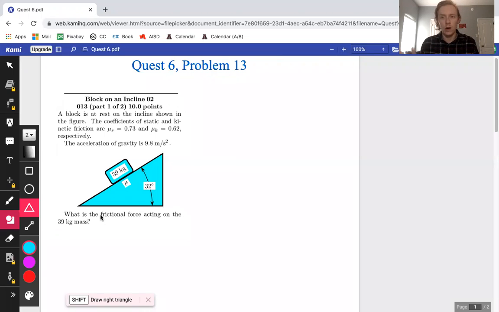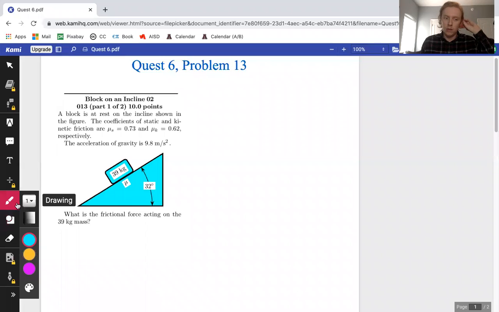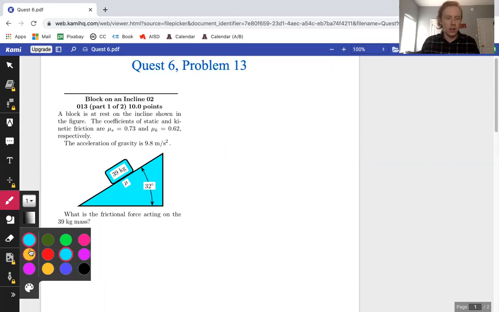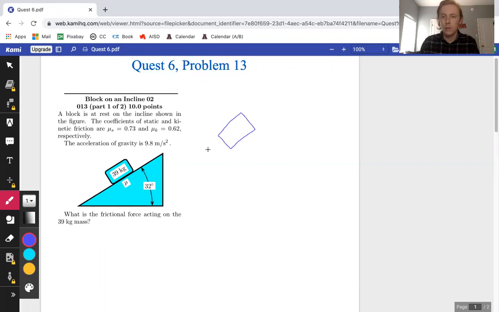As always, we're going to draw a free body diagram. So let's go ahead and do that first. We're going to draw our free body diagram. I'm just going to use a darker color. So we've got this free body diagram right here, and we have a bunch of forces acting on this. So let's start to look at them.